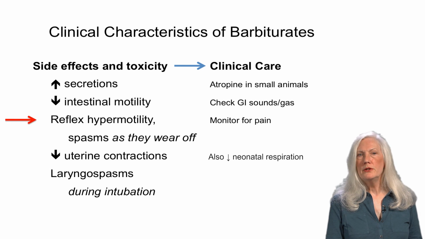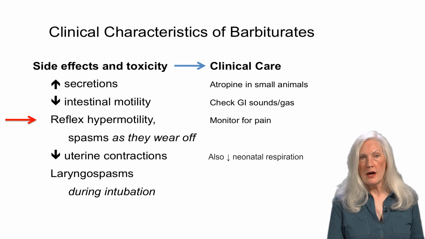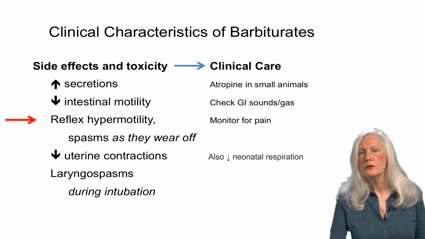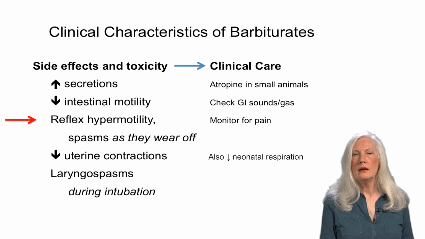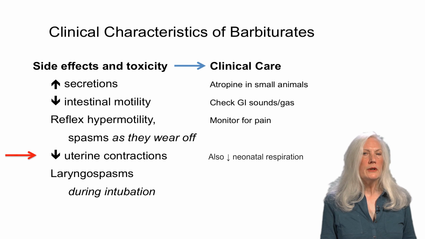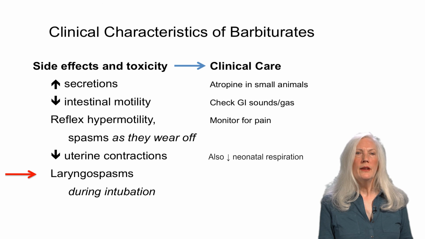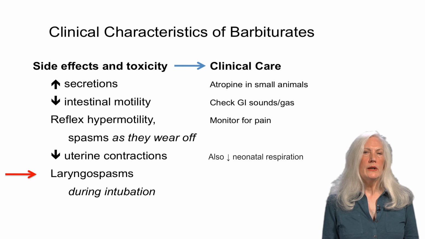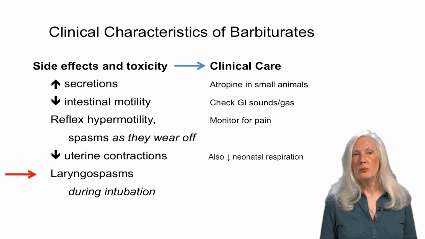After surgeries using barbiturates, there may be a period of hypermotility and spasms as the drug wears off. This is somewhat like a withdrawal symptom because the body has adapted to the presence of the drug inhibiting motility. You need to monitor this and treat accordingly for pain and spasms. These drugs inhibit uterine contractions, so they should not be used for parturition. And somewhat surprisingly, they also can cause a situation in which the larynx is more sensitive to touch. So in some animals, there may be laryngospasms during intubation, and you need to be prepared for that.